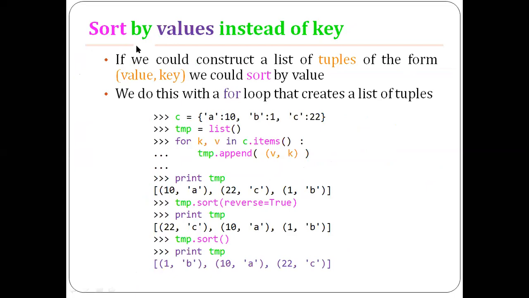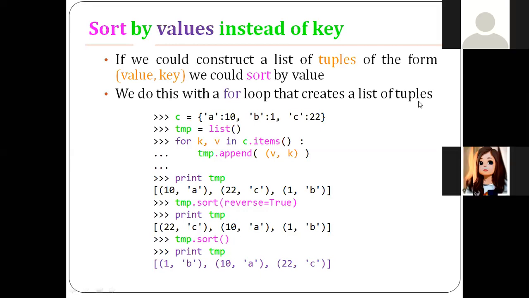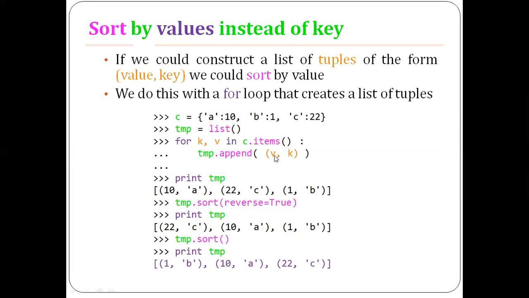If you could construct a list of tuples of the form value and key, we could sort by values. You can do it using the value as well. We do this with a for loop that creates a list of tuples. So you can create a list of tuples, and these tuples can be sorted based on their values. Look at the example here.